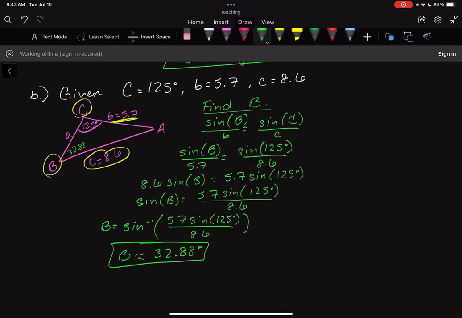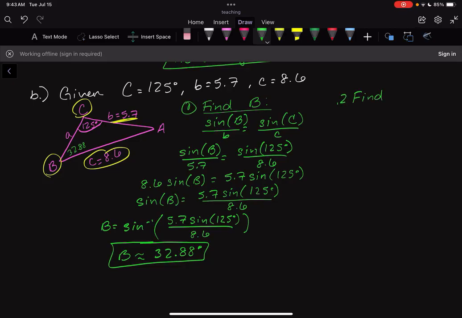And now we can look at our situation and figure out what we should do next. Of course, I want to pause and let you think about it a little bit. So what should we go get next? We can't get side A because we need angle A to be able to do it. But I can go get angle A because I have two angles, so I can just find the third one by subtracting from 180.